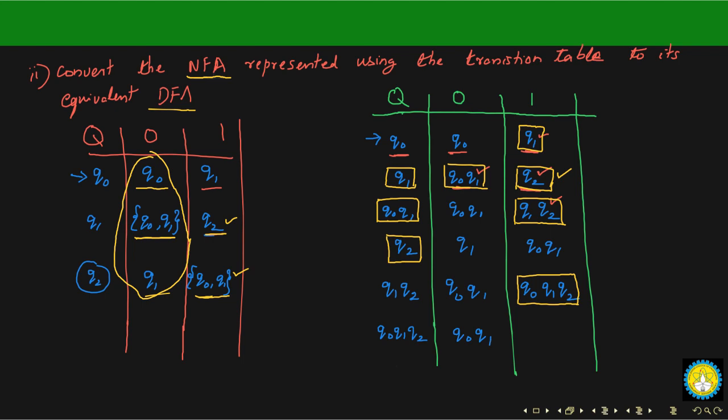Again for transition 1, I have to combine all the entries in the 1 transition. When you look at all these entries, upon combining, you'll again get Q0 Q1 Q2. So let me write Q0, Q1, Q2.